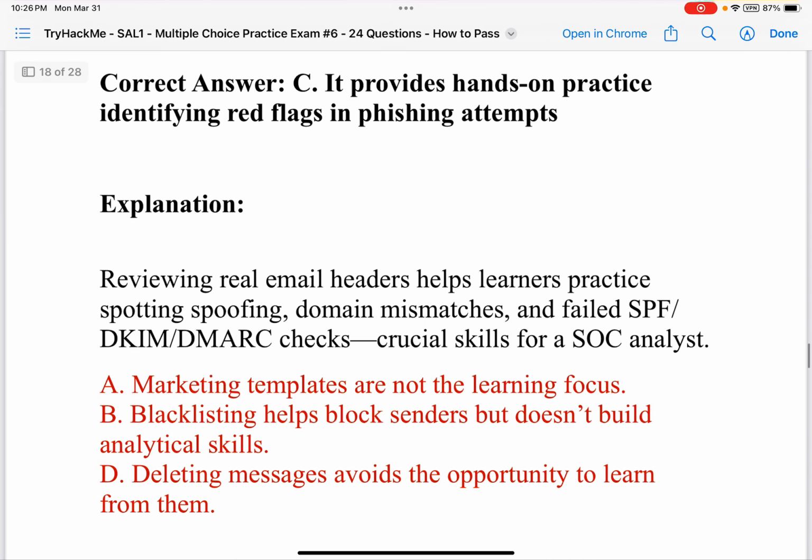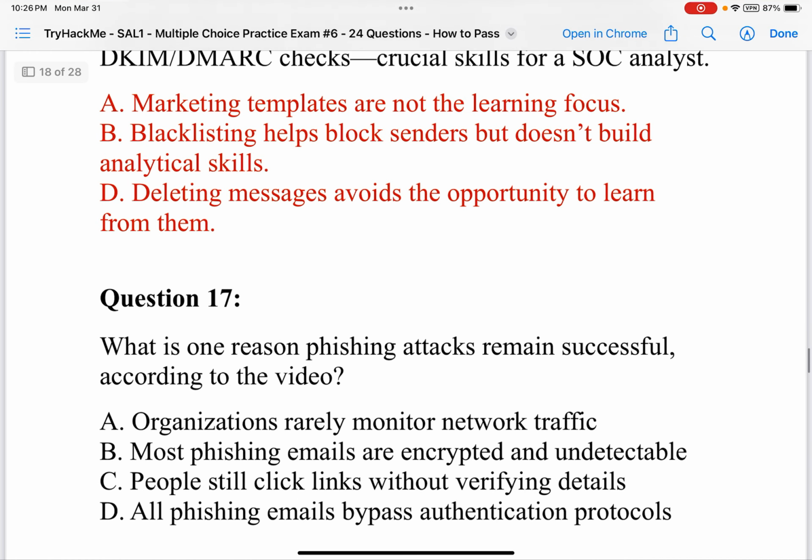And there's a red text. You know what to do. Pause the video and read over why they're incorrect. Question number 17.